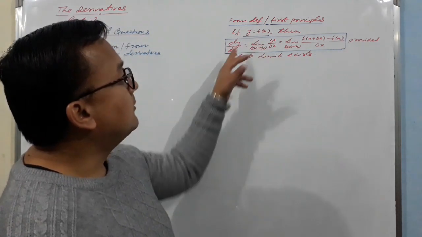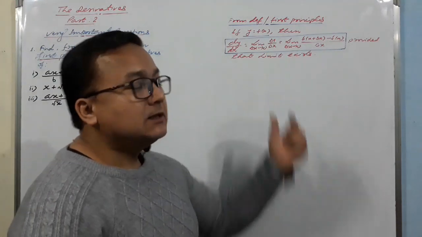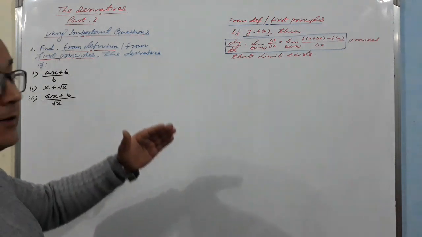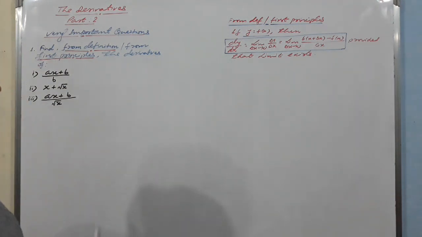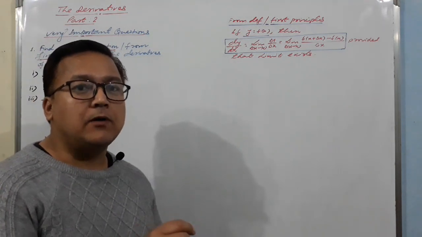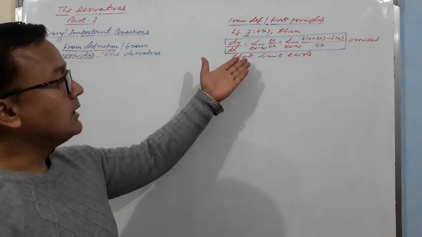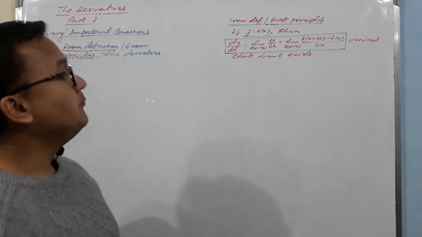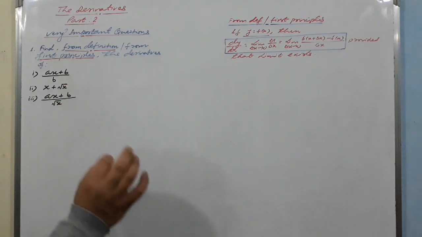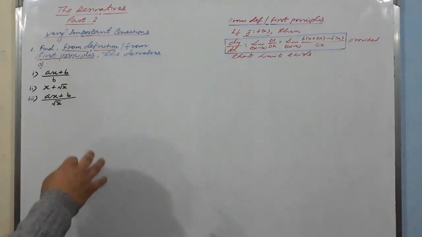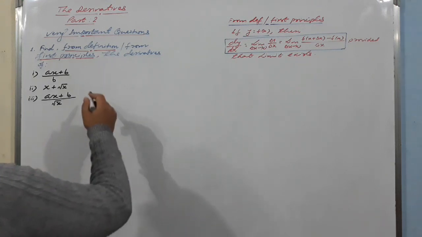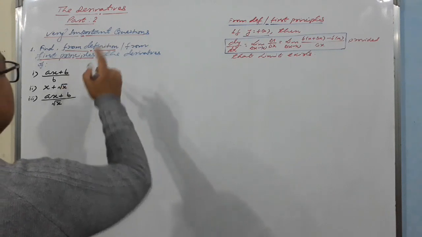To see the derivative of y with respect to x, this limit should exist, right? We will use this definition whenever you get questions by using the definition of first principles or by the delta method. One more name for this is ab initio. Here delta x means a small increment in x, and delta y is the corresponding small increment in y. Let's start the solution of the first question by using first principles.